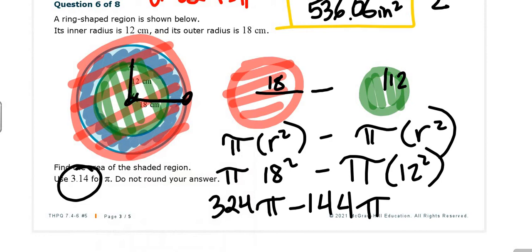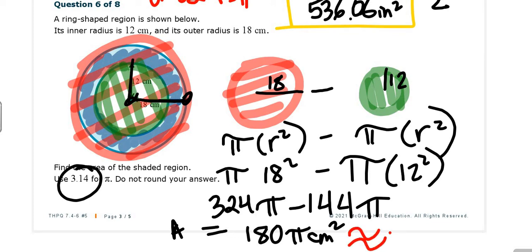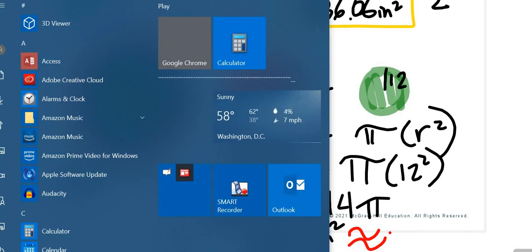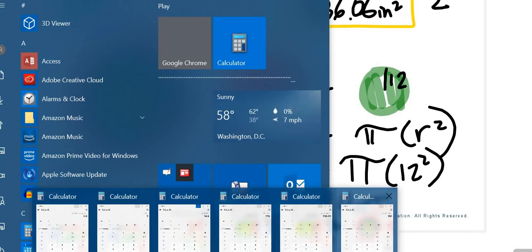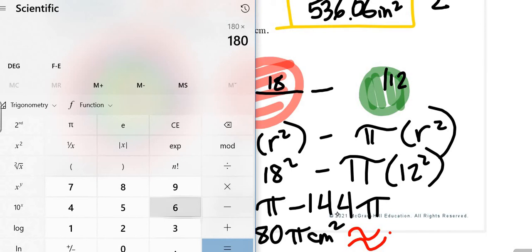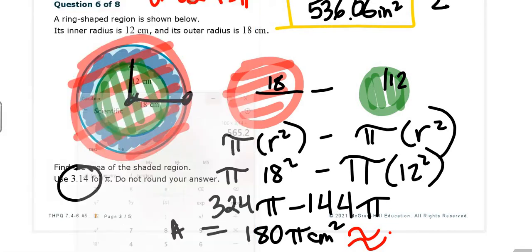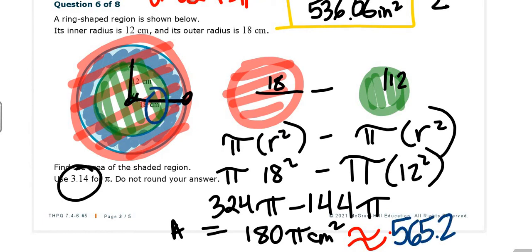So my exact answer is going to be, my area is, exact answer, 180 pi centimeters squared, and my approximate answer using 3.14 for pi is 565.2. Check for units, centimeters squared.